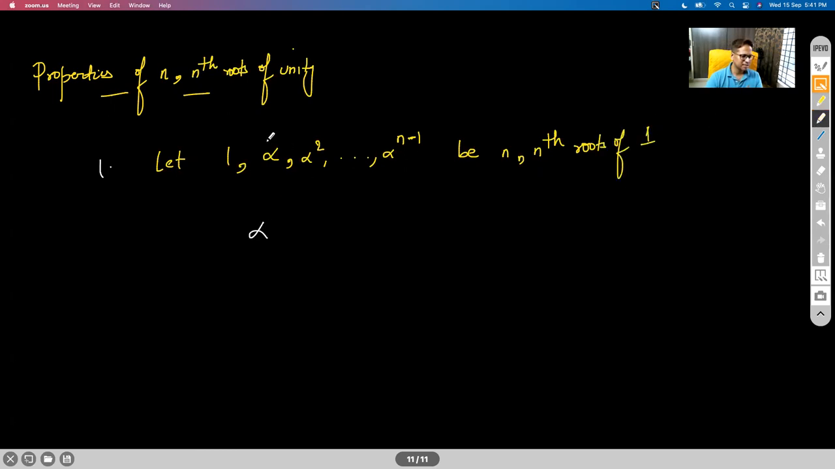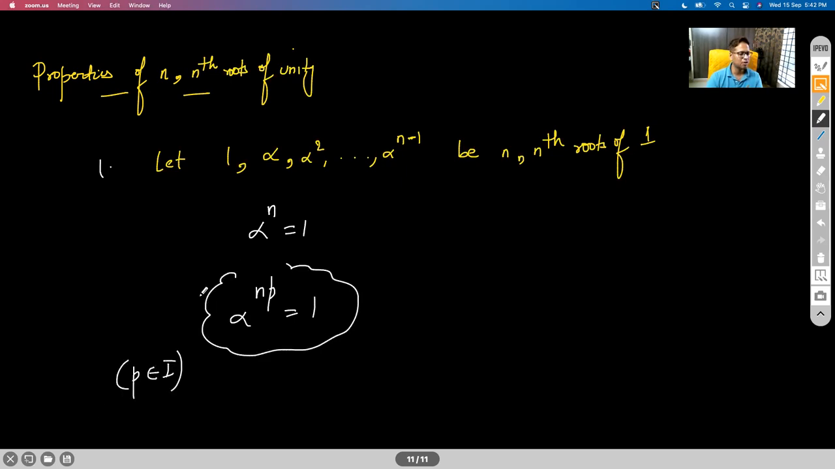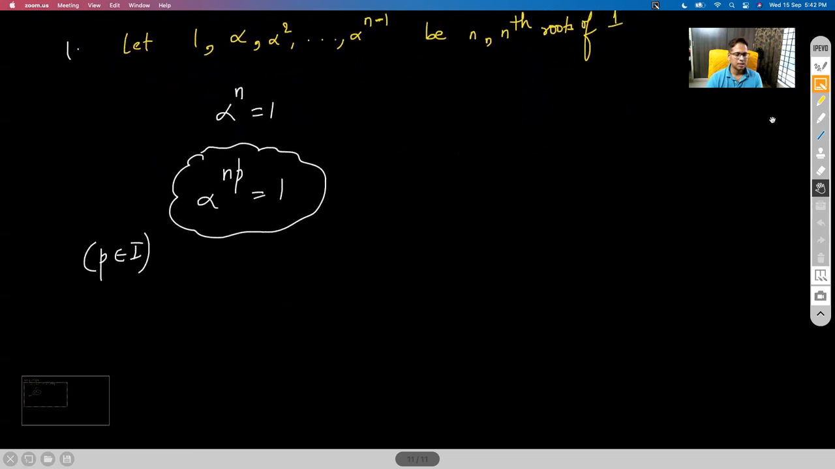And if you take alpha, the one which I discussed in the previous slide, and you raise it to the power of n, or you raise it to a power of any multiple of n, that will always give you a 1, p being some integer. So any multiple of n, if you raise alpha to it, that will give you a 1. Next property.